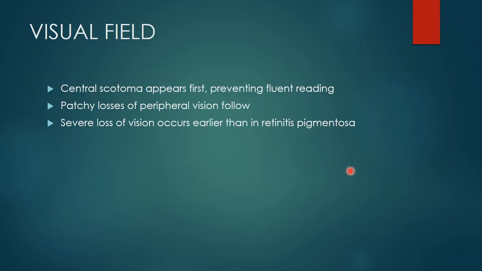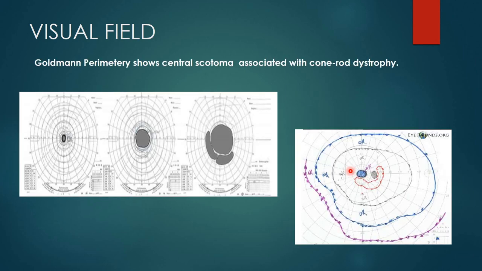Coming to the visual field, there might be a central scotoma which will make them feel difficulty while reading, and then there will be a peripheral field effect which might start with a patchy appearance, and as time goes there will be severe visual loss. So this is how the scotoma starts.